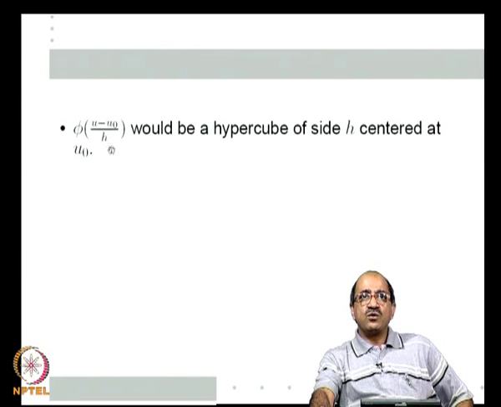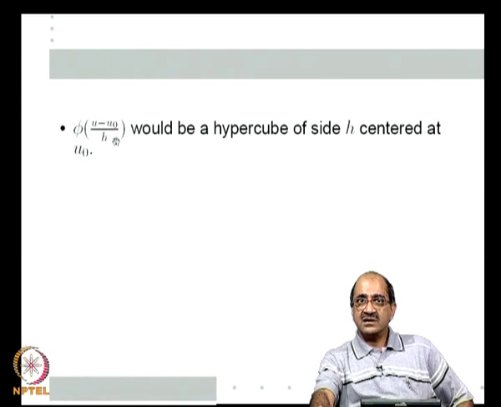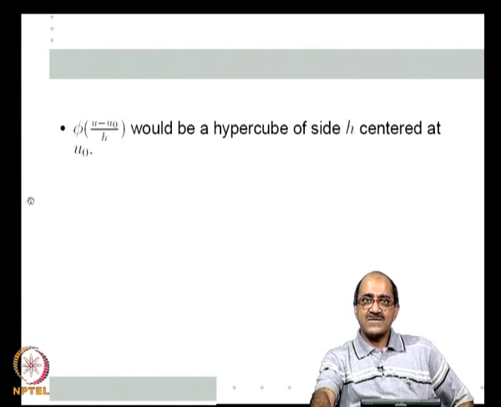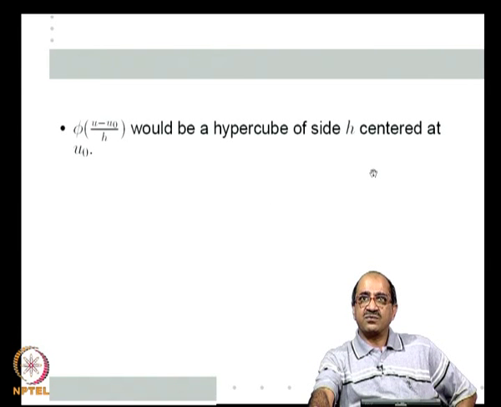Now, what will be phi of (u minus u0) by h? u0 will mean translation, h will mean scaling. So, it will be a hypercube of side h centered at u0. All of us know this, if phi of u is a hypercube, phi of u minus u0 is the hypercube shifted to u0, and by h it is scaled. Earlier it is of unit side. So, now it is side h.